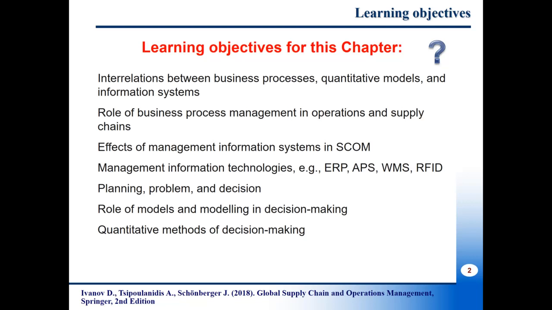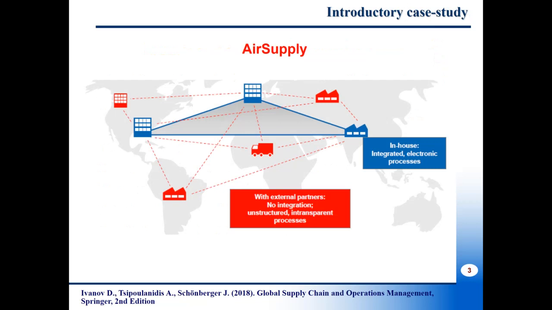And in order to solve the model, we need some kind of quantitative methods. So what quantitative methods are used in supply chain and operations management decision making? That's all we will learn in this chapter. Okay, now let's go. Now we are entering into a case study about Air Supply.